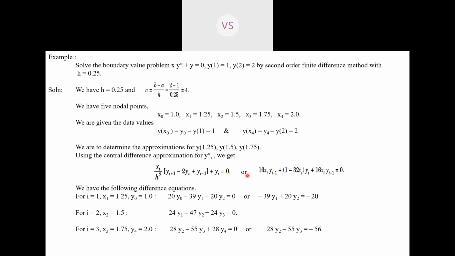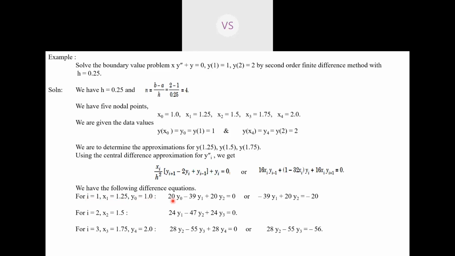So from this you will get 16xi yi minus 1 plus 1 minus 32xi into yi plus 16xi yi plus 1 is equal to 0. You will get this equation. Now what you have to do is consider different values of i. So when i is equal to 1, xi is what? x1, which is equal to 1.25. You know the value of y0, which is 1.0.